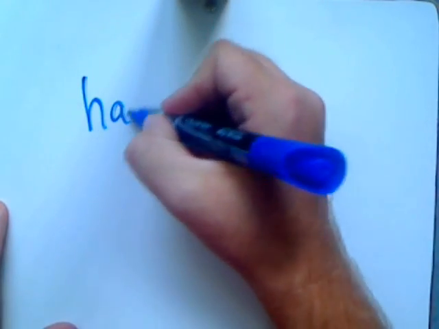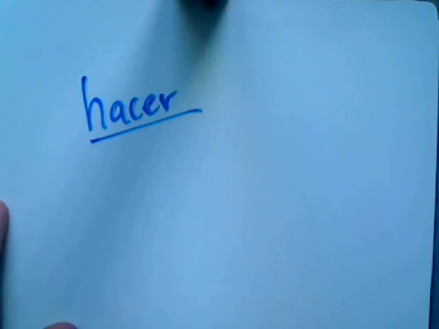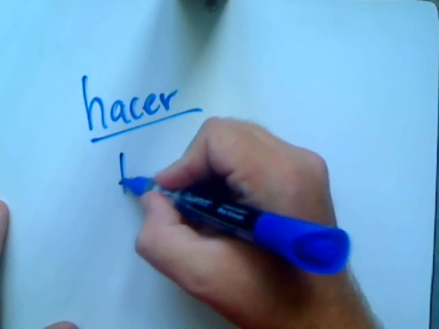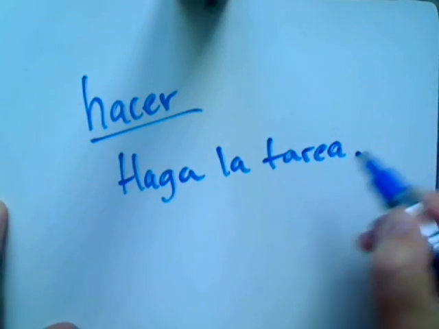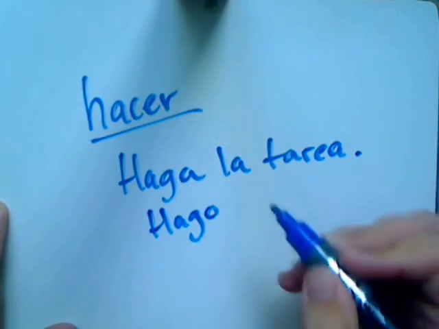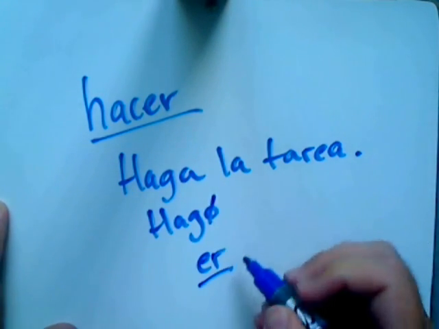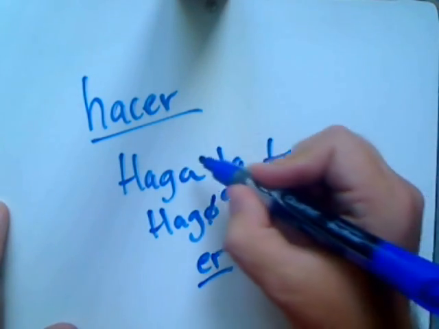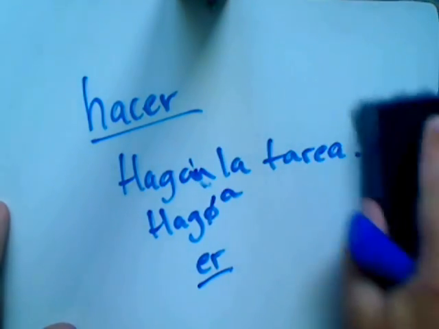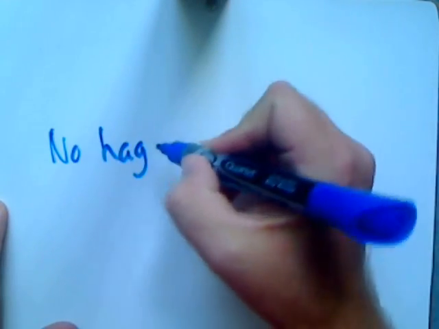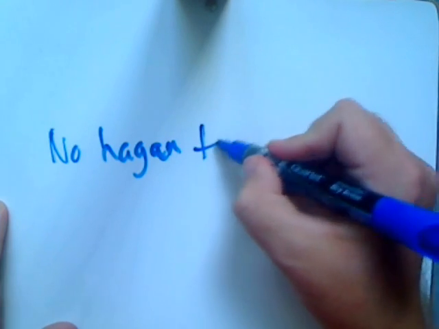How about another irregular like hacer, right? And I wanted to tell someone, do your homework. I could say, haga la tarea. It comes from the yo form of the present indicative. Hago, it's an ER verb, so I'm adding haga. If I wanted to tell more than one person, hagan la tarea, okay? Or don't make so much noise. No hagan tanto ruido.